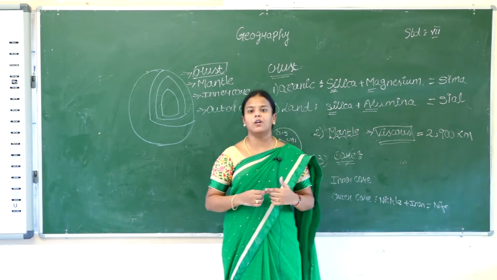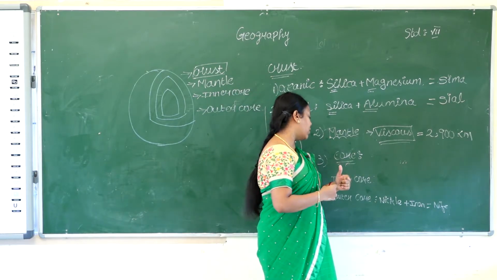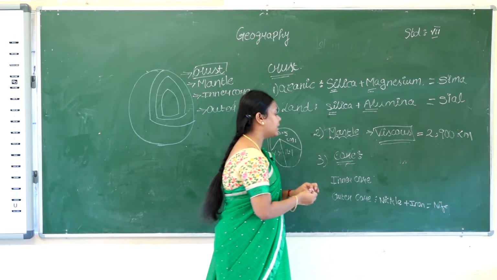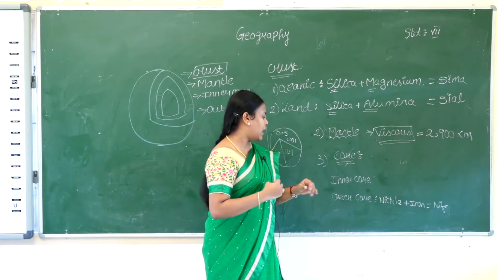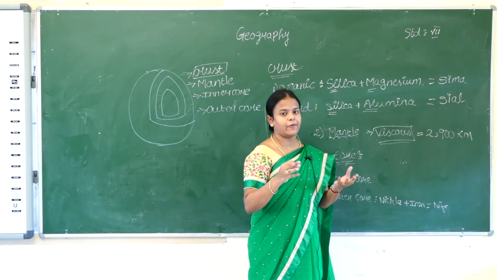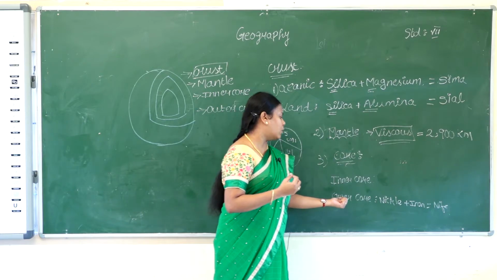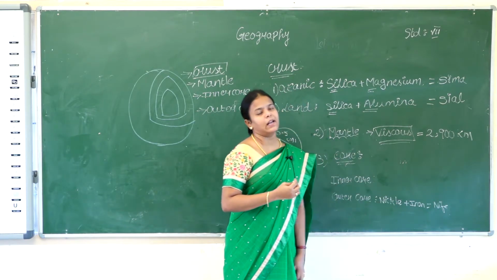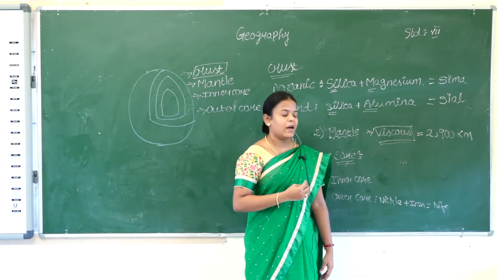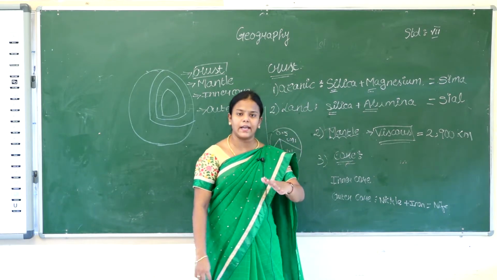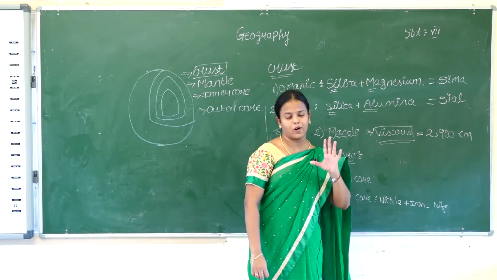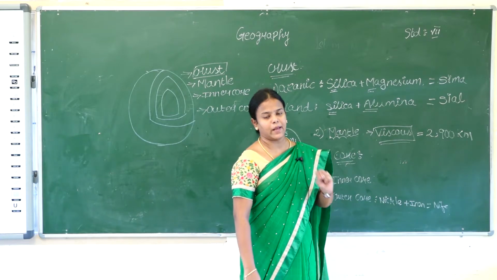Next, the third layer is the core, and it is divided into two categories, the inner core and the outer core. The inner core is in the form of solid, and the outer core is in the form of liquid. The outer core is nickel plus iron, which forms NIFE, and it contains a high temperature, about 4000 to 6000 degrees.